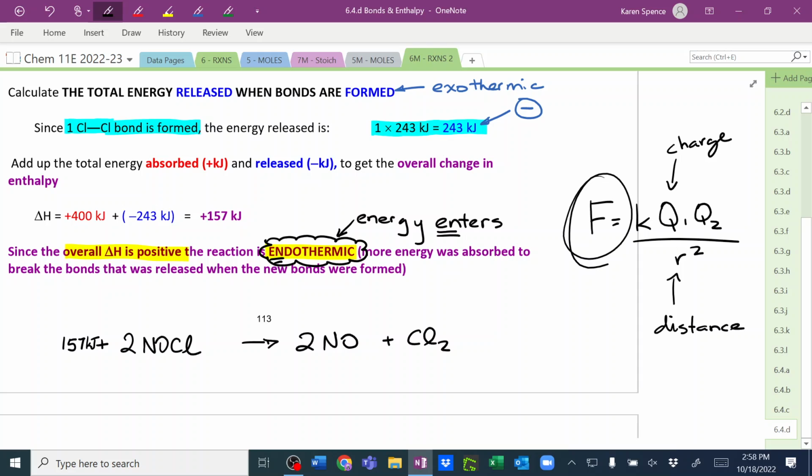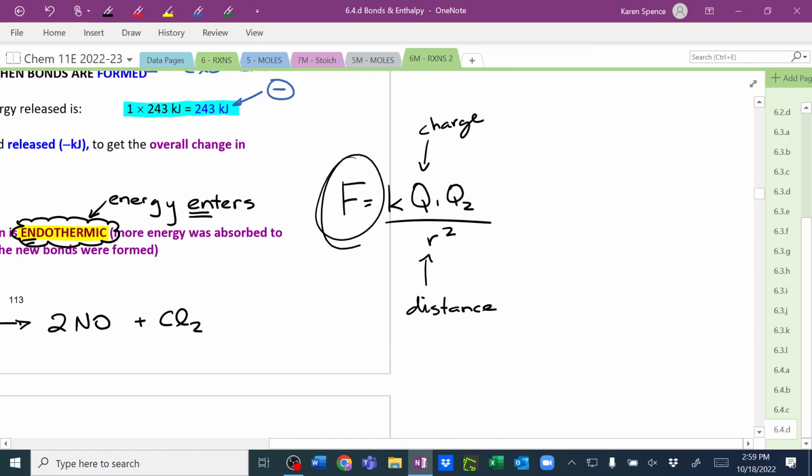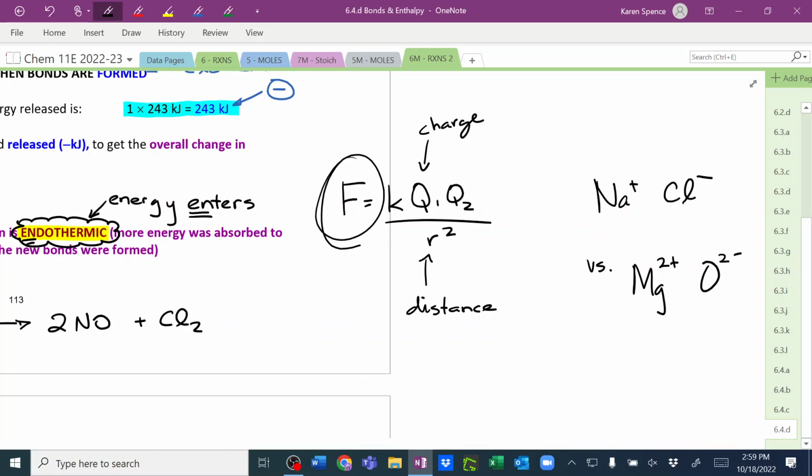So far, so good? Okay, this force is dependent upon the charge. As charge goes up, the force will go up. So let's say you had Na and Cl versus Mg and O2 minus. Which of those would have a stronger bond? Because we have bigger charge, so the force is going to be greater, right?